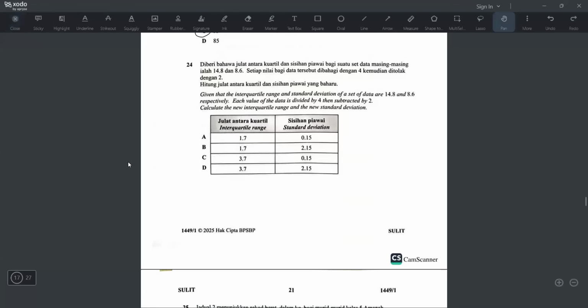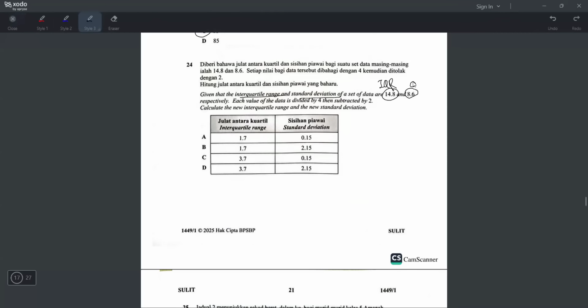Okay, 24. Given that the interquartile range and the standard deviation of a set of data are 14.8 and 8.6. So this is the IQR, interquartile range, and this is the standard deviation. The symbol for standard deviation is like this. Each value of the data is divided by 4 and subtracted by 2. Each value means setiap nilai. Every single value, I modify them. How do I modify? Bahagi 4 and then tolak 2. Then calculate the new interquartile range and the new standard deviation.